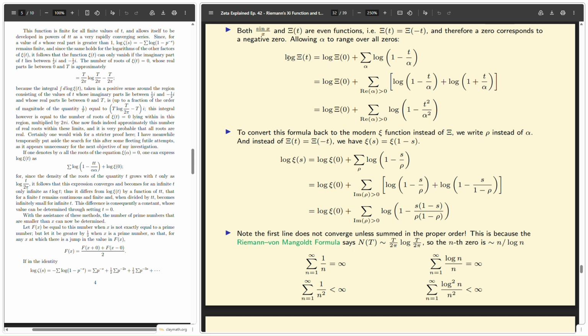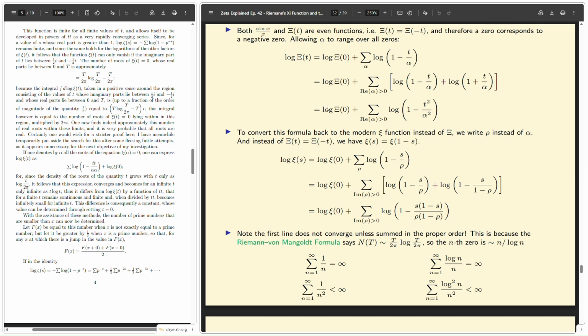Then really what's going on is that log of C of t is equal to log of C of 0 plus the sum over alpha of log of 1 minus t over alpha. And then the point is that because of this correspondence, we can group the alphas together. So instead of summing over all alpha, I'm only going to sum over the real part of alpha greater than 0, so only over the positive alphas. And therefore, I have a term with a plus alpha and a term with a minus alpha.